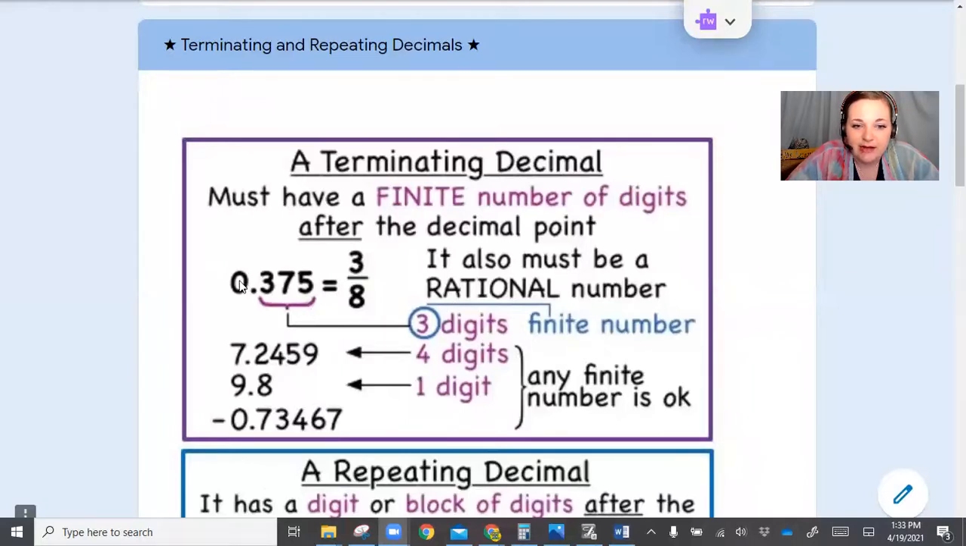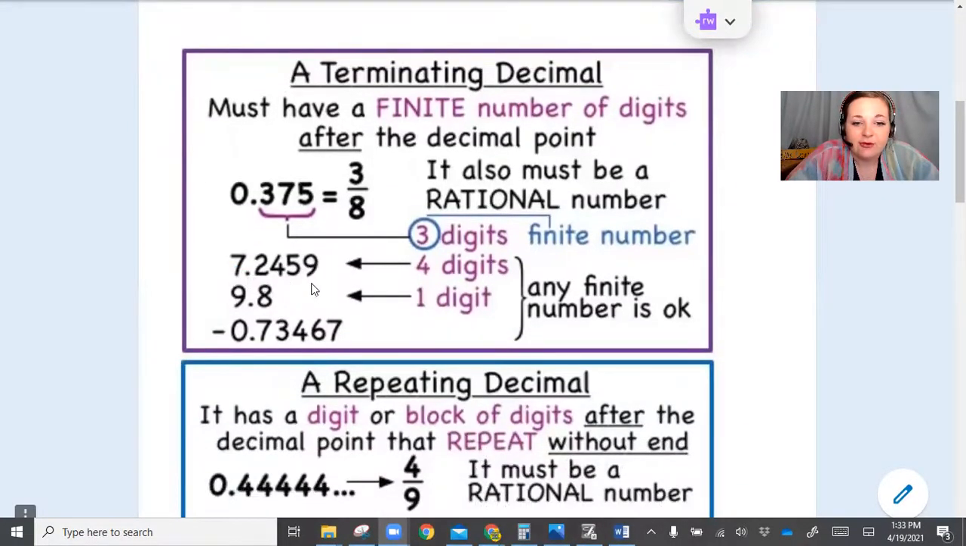This also must be a rational number. And so terminating decimals will be able to convert into fractions. And since they can convert to fractions, that means that they are rational numbers. So we have 3 digits. That is a finite number, 3.